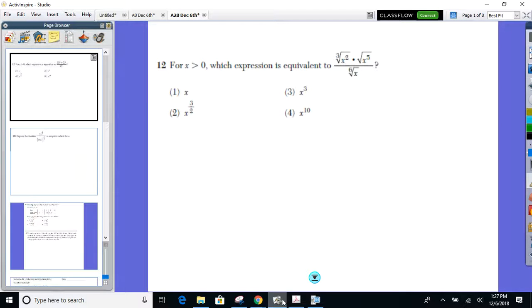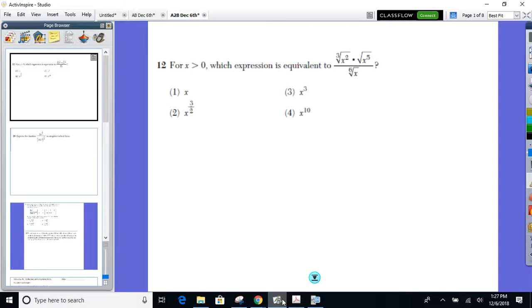Start with number 12 today. Which one's equivalent? Now, desperation mode, worst comes to worst: could you just plug in a random number for X and do it on your calculator? And the answer is yes. Okay, we're not going to do it that way because the actual way to do it is just as quick.